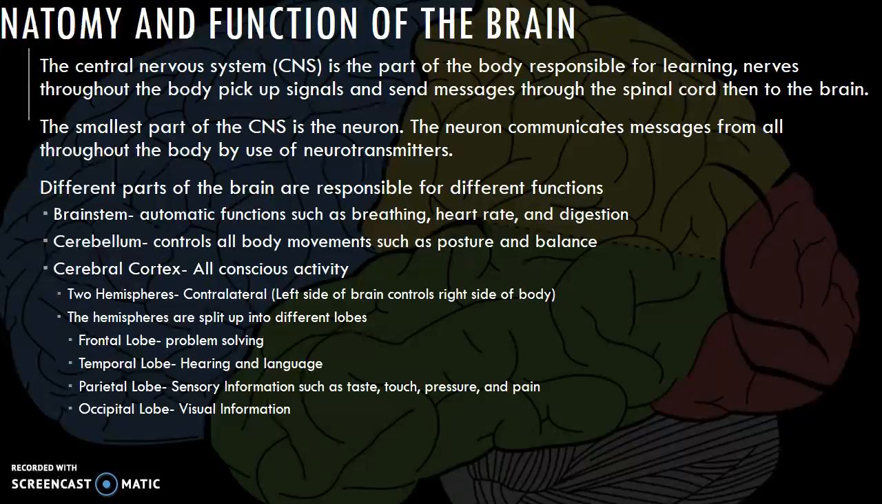Those hemispheres are split up into different lobes. The frontal lobe deals with problem solving. The temporal lobe deals with hearing and language. The parietal lobe deals with sensory information such as taste, touch, pressure, and pain. And the occipital lobe deals with visual information.